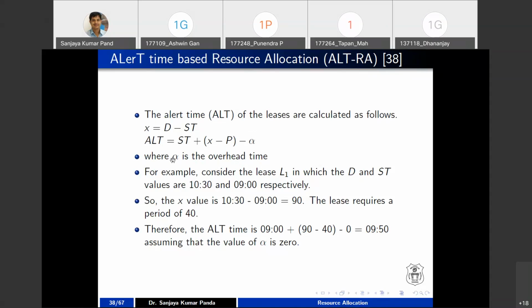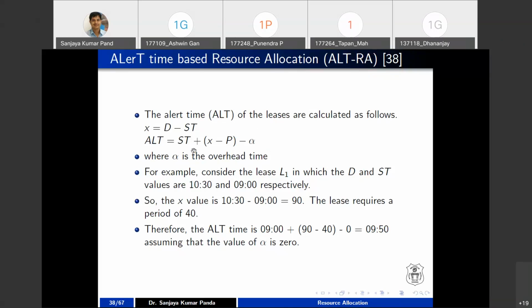Like in operating systems, whenever we discuss the round robin algorithm, there is a concept of context switch. Context switch means you are moving from one process to another process, and moving from one process to another always takes time. But for the simplicity of illustration, we ignore that value, or we take the value as 0. Right? That's why this alpha parameter is there.